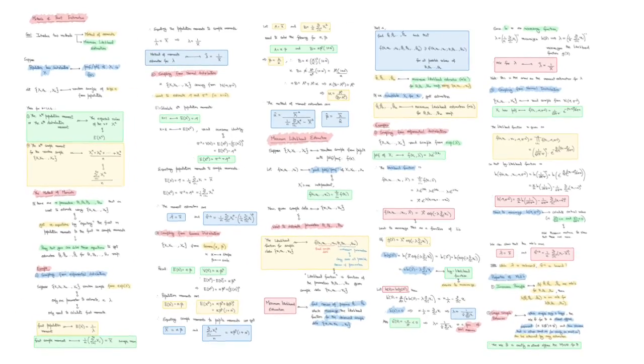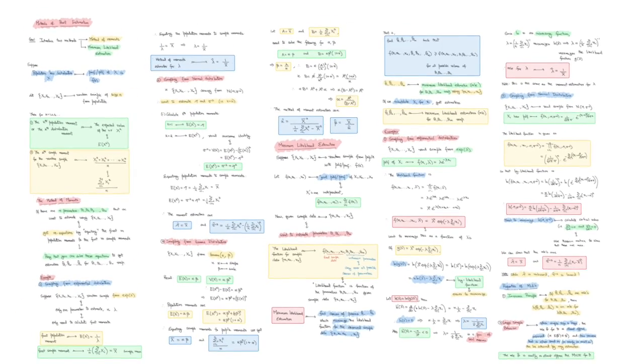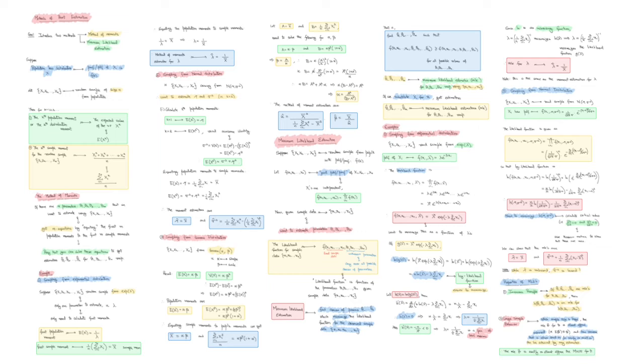To summarize this video, we have introduced two techniques. We have done a bunch of examples. The two important techniques over here are the method of moments and maximum likelihood estimation. Both of these are techniques to find estimates for population parameters. We will talk a lot about these in future videos, but this is all for now.